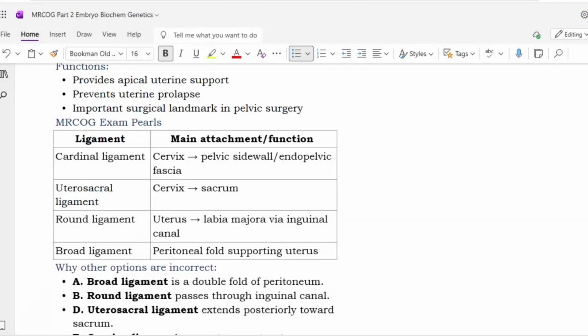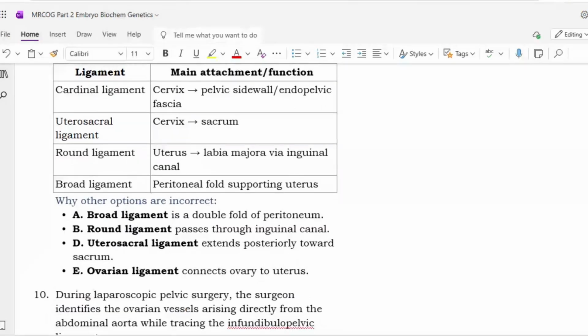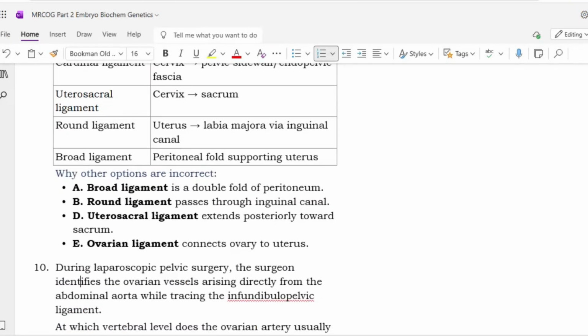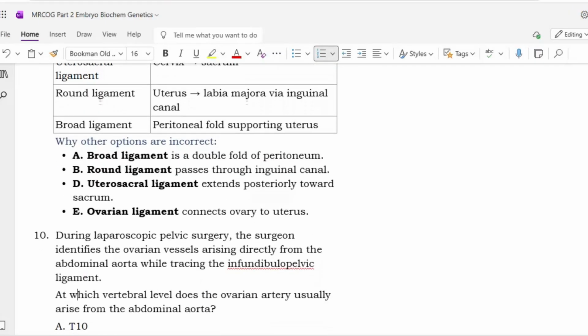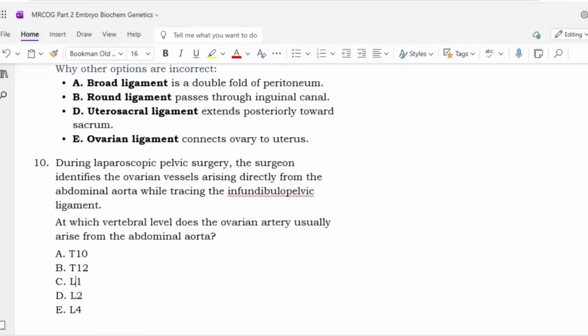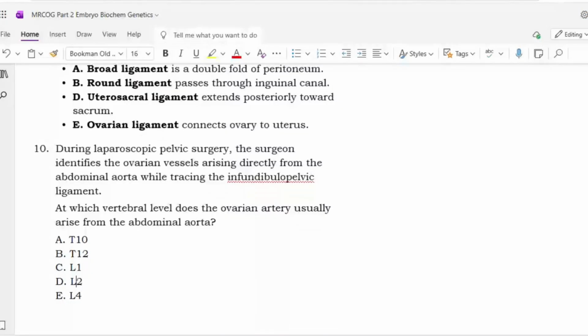Uterosacral ligament, cervix to the sacrum. Round ligament, uterus to the labia majora via the inguinal canal. And broad ligament, it is a peritoneal fold supporting the uterus. Okay. So why are other options incorrect? Broad ligament is the double fold of peritoneum. Round ligament passes through the inguinal canal. Uterosacral ligament extends from posterior toward the sacrum, and ovarian ligament connects the ovary to the uterus.